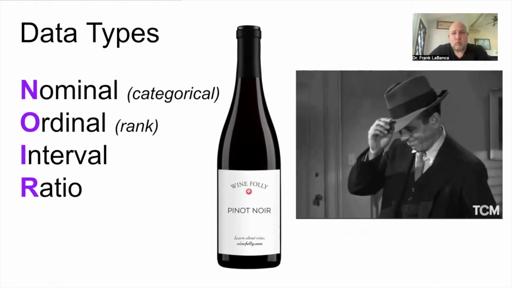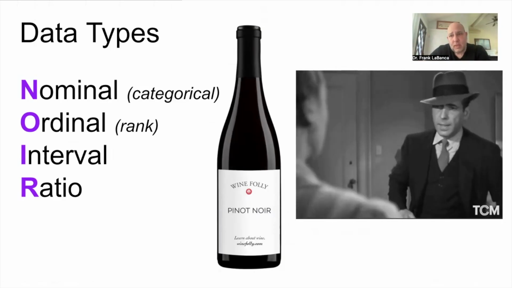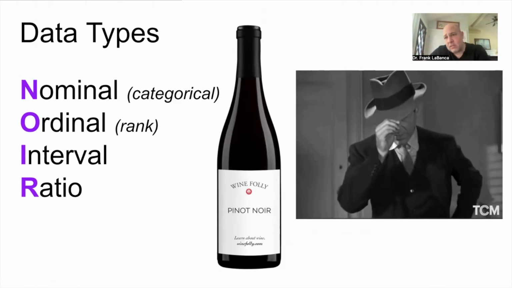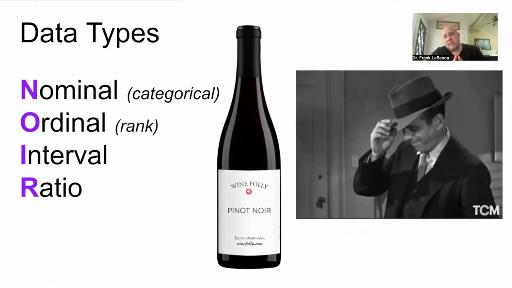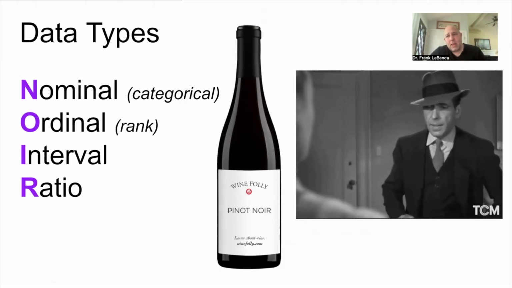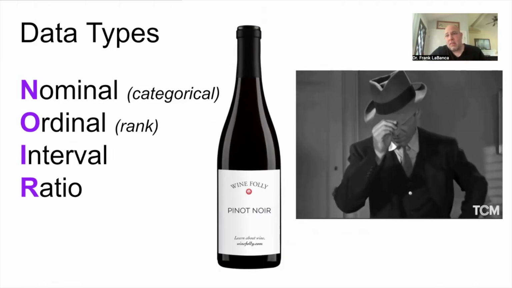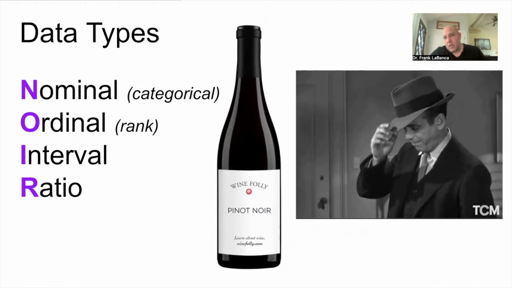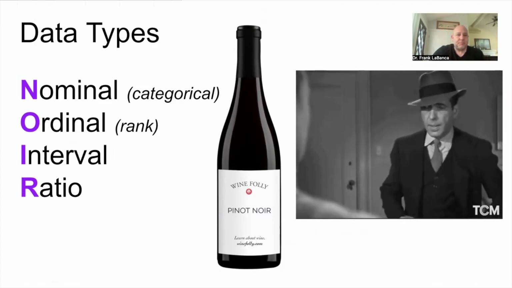Ordinal data is rank data. Basically, when you consider rank data, the distance between two points may not be the same. I'll give you an example on paper.